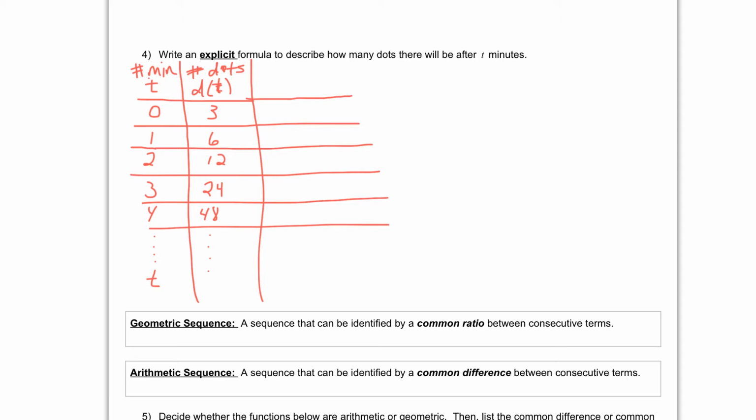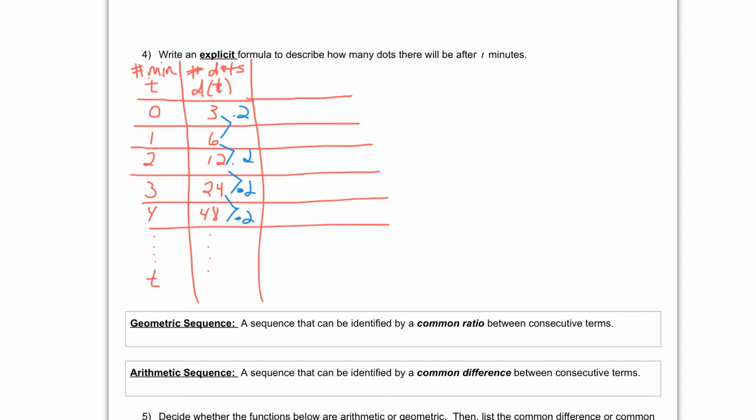I have our table written down again, nothing new here from the last question. So we've got our number of dots and our number of minutes. And again, we said to get from one number of dots to the next, we were multiplying by 2 each time. So let's remind ourselves that that's happening. So to get from 3 to 6, we multiplied by 2. To get from 6 to 12, again, we multiplied by 2. 12 to 24, we multiplied by 2. And 24 to 48, again, we're multiplying by 2.